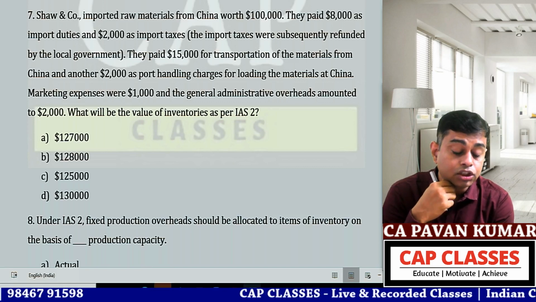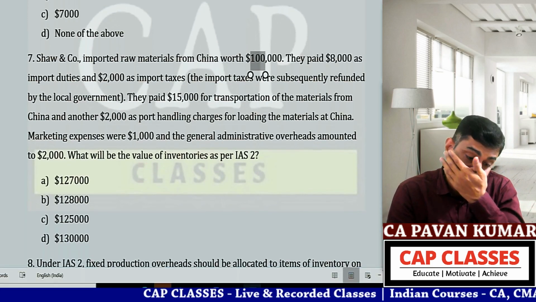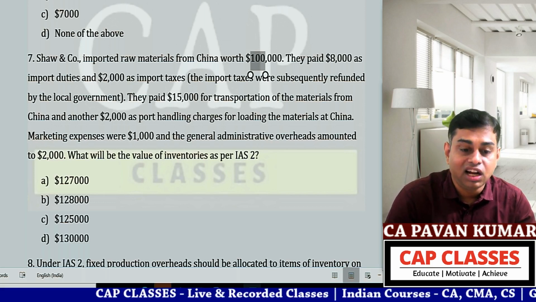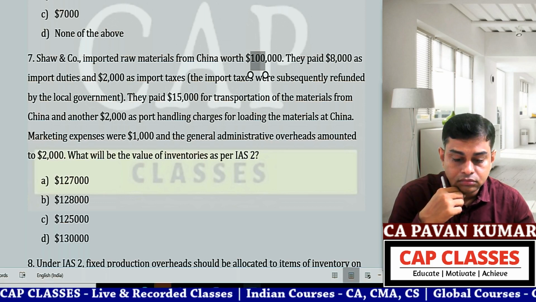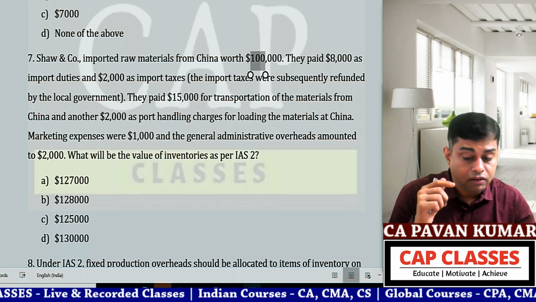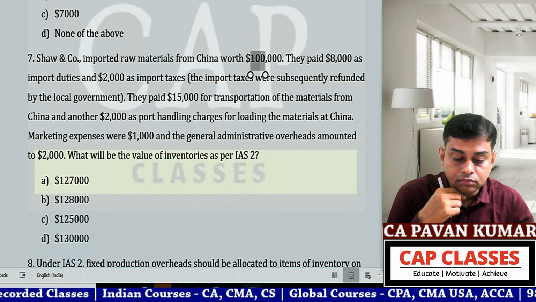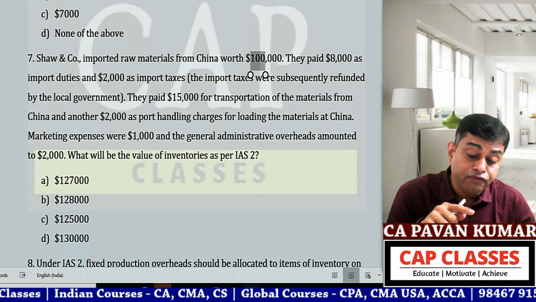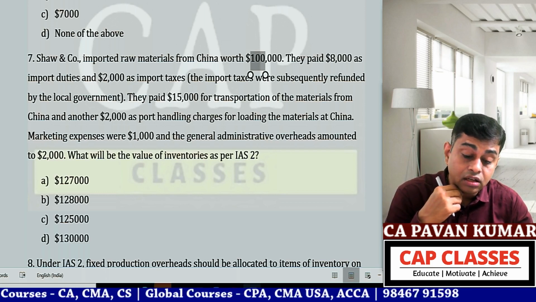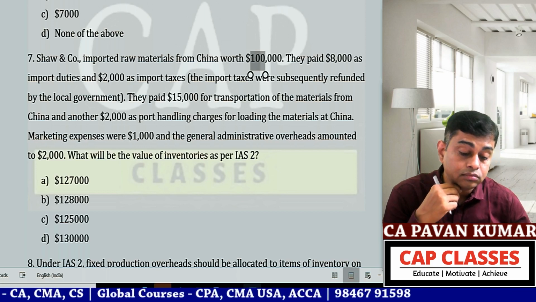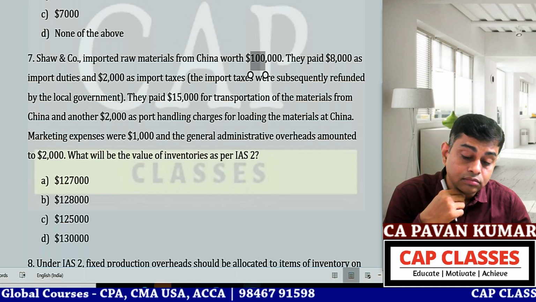Superb. Tell me the answer. So that first $100,000 is there, no? Can I include that in inventory? Yes, sir. Obviously, that is inventory, purchase cost. Then paid 8,000 as import duty, non-refundable. Can I add it? Yes. So 108. Then can I add this $2,000 which are refunded later? No, sir. Then what about 15,000 transportation? Can I include that? Yes. So 108 plus 15, 123. Is it right? Yes, sir. Then 2,000 port handling charges. Can I add this? Yes, sir. Okay.